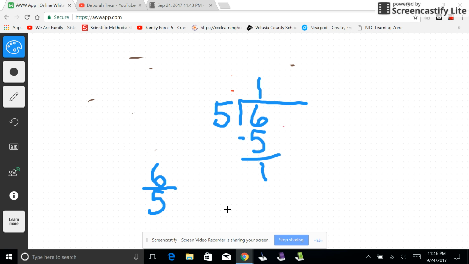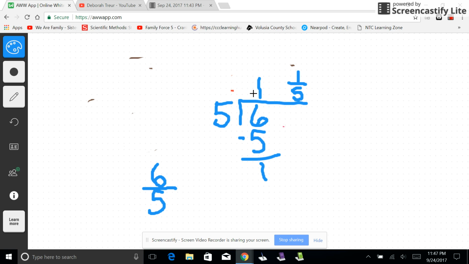Now, because we're dealing with fractions, we're not going to write a remainder as R1. We're going to write a remainder in fraction form. To do so, we have 1 left over, so that becomes our numerator, and then our 5 becomes our denominator. So our divisor is our denominator.